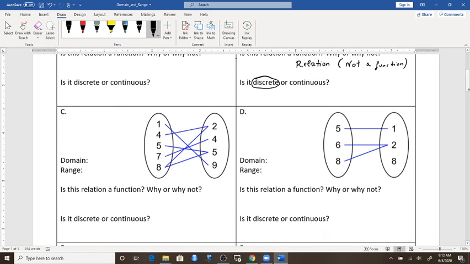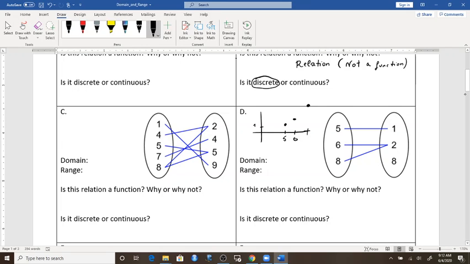Alright, so let's go to the second one. Again, if you represent this on a graph, you are going to get a bunch of points. 5 and 1, for example, that's one point. 6 and 2, there will be another point, around here. And then 8 and 8, it's going to be around here. So we have 3 dots, so we know we have a discrete relation.